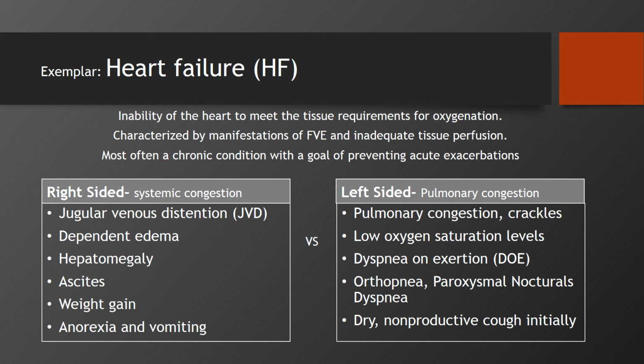Hepatomegaly simply means that the liver is enlarged, again, having to do with perfusion and overload of fluid circulation. Ascites, due to leakages between the cells at the cellular level, fluid sort of leaks out of the cells into the interstitial spaces, causing ascites. They may have weight gain, and may also have anorexia and vomiting. They may have some abdominal pain, depending how bad their hepatomegaly is. The enlarged liver may be uncomfortable for them.